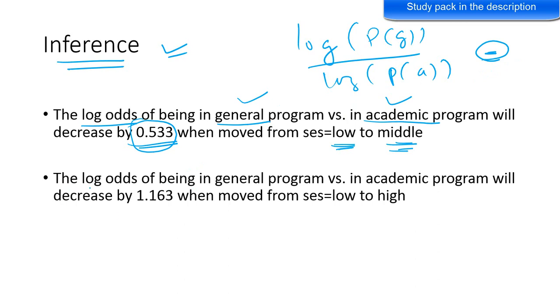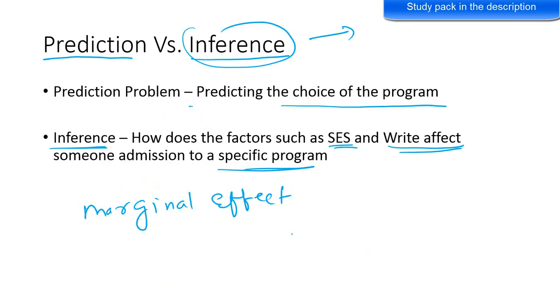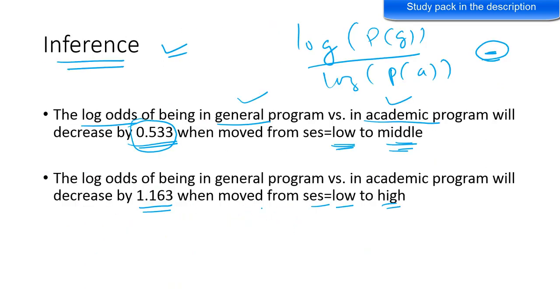Similarly, we can also explain that the log odds of being in the general program versus in the academic program will decrease by 1.163 when moved from SES low to high, and that's the case here. You can see, right? That was nothing but the coefficient of somebody moving to high socioeconomic status, which has been compared to low socioeconomic status. That's why the log odds of that happening is minus 1.162. So that's how we explain the inference part.